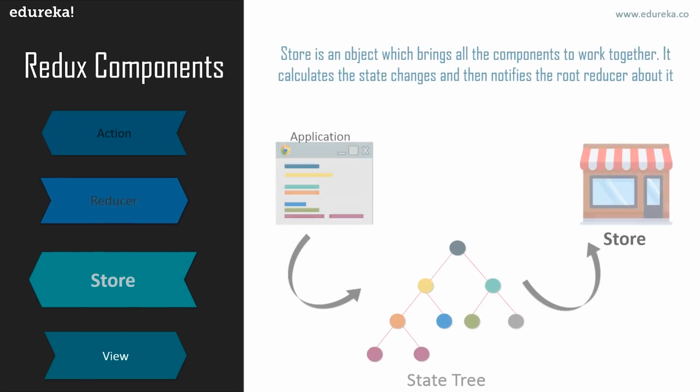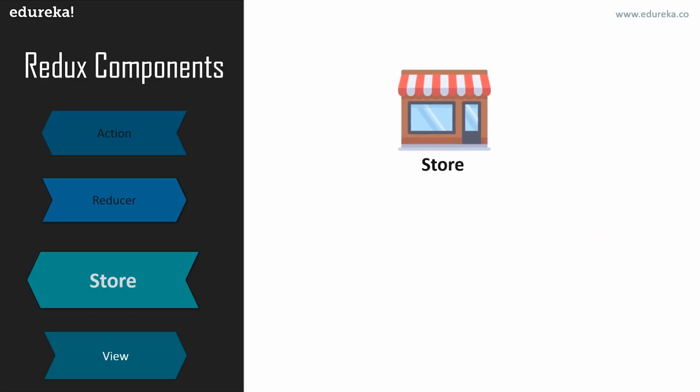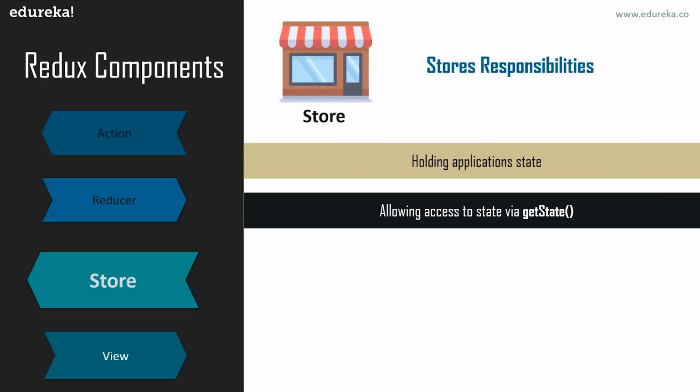Now the third Redux component is the store. The store is an object which brings all the components to work together. It calculates the state changes and then notifies the root reducer about it. There is a state tree where changes are happening from the application. It is moved to the store, which calculates the state changes and then notifies the root reducer about it.